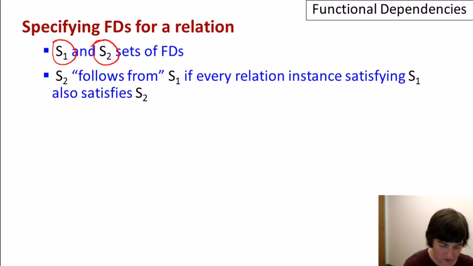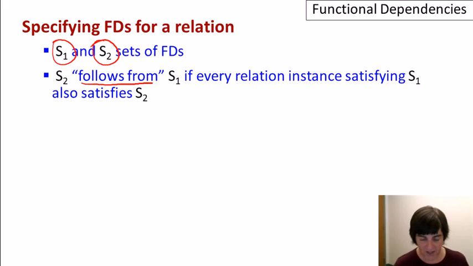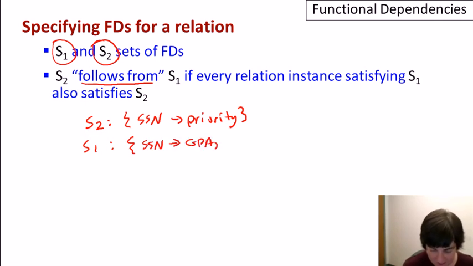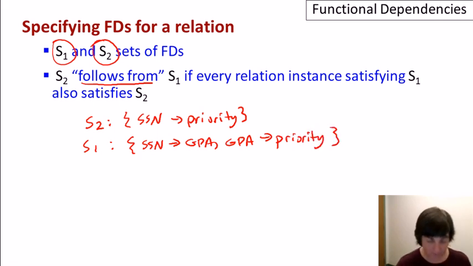Finally, let's talk about how we specify the set of functional dependencies for a relation. First, I'll define a notion of one set of functional dependencies following from another one. Let's suppose we have a relation R, and we have two sets of functional dependencies that aren't identical, S1 and S2. We say that S2 follows from S1 if every relation instance satisfying S1 also satisfies S2. As a simple example, suppose S2 is Social Security number determines priority, and suppose S1 is the two functional dependencies, Social Security number determines GPA, and GPA determines priority. Then it's certainly the case that, for this example, S2 follows from S1.